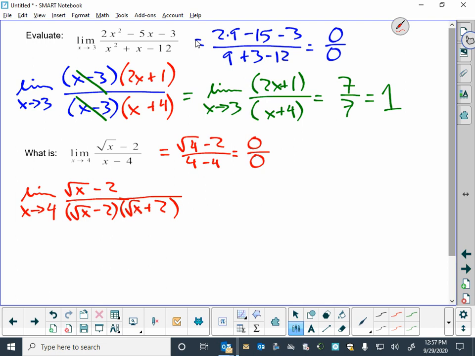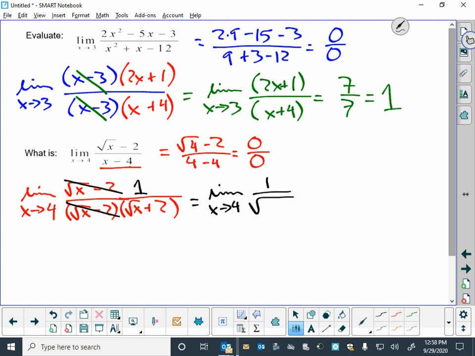And if I check this out, root x times root x is x, minus 2 root x plus 2 root x, that's 0. Minus 2 times plus 2 is minus 4, so this x minus 4 will actually factor like what I have here in the denominator. And so I can say root x minus 2 divided by root x minus 2 is always going to equal 1 as long as x is not 4, but I'm doing the limit as x approaches 4, so that's not a problem.